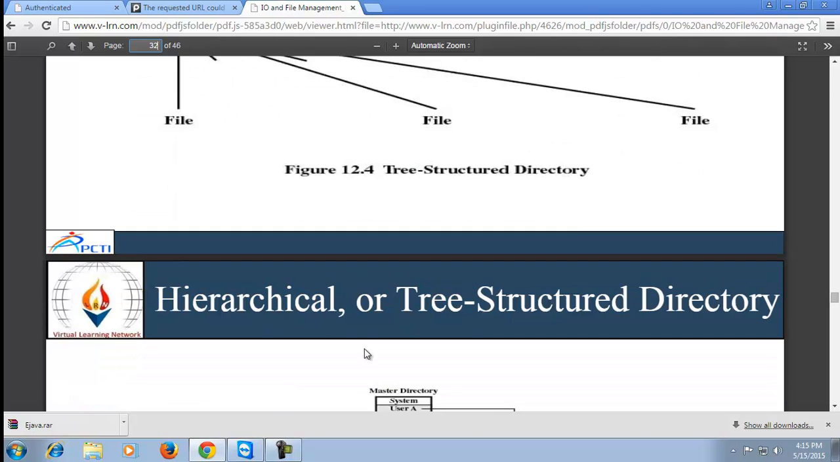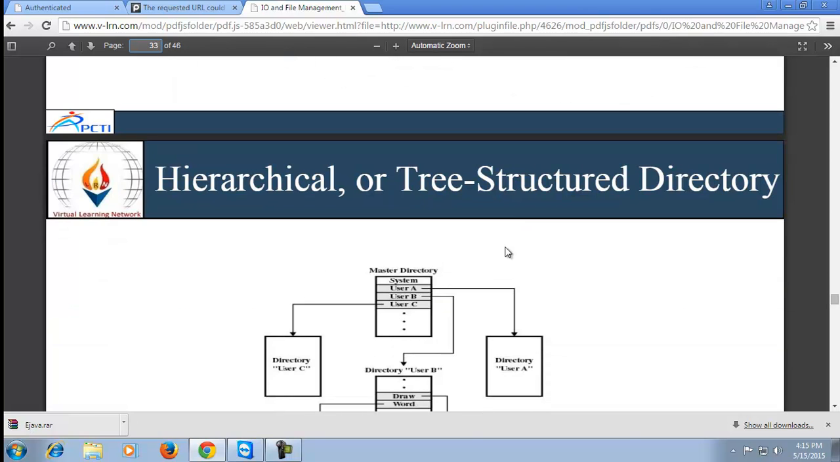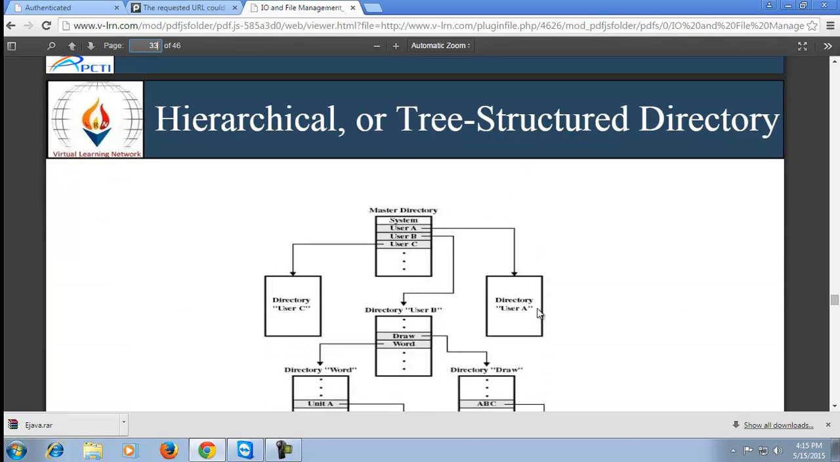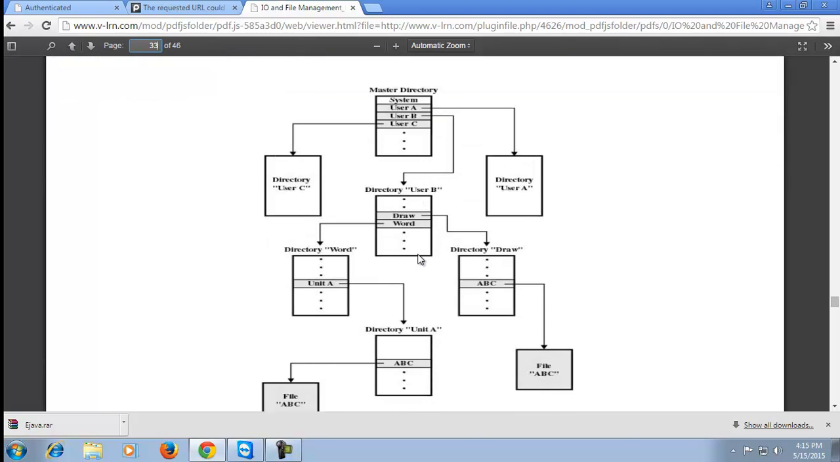So the next topic is the hierarchical or tree structure directory in a particular format where a number of users are represented in particular segments: user A, user B, user C. This is another example of a tree directory structure for hierarchical, where every user has a number of referencing directories and a number of referencing files. In this, user B has the greatest number of directories at this level, and every directory references a number of units at the next level, which represent the number of files in every case.